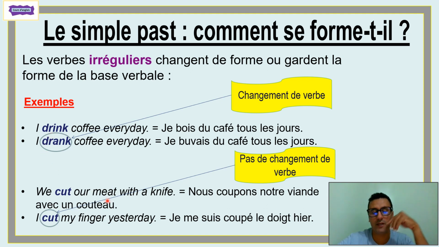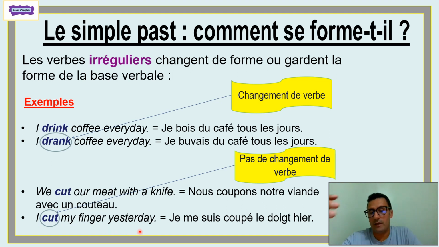Un autre exemple. We cut our meat with a knife. Qui veut dire en français, nous coupons notre viande avec un couteau. Donc, le verbe ici, c'est to cut, qui veut dire couper. Ce verbe, il est conjugué au présent. Si on veut, bien sûr, conjuguer ce verbe to cut au passé, ça va nous donner quoi? Ça va nous donner, bien sûr, I cut my finger yesterday.